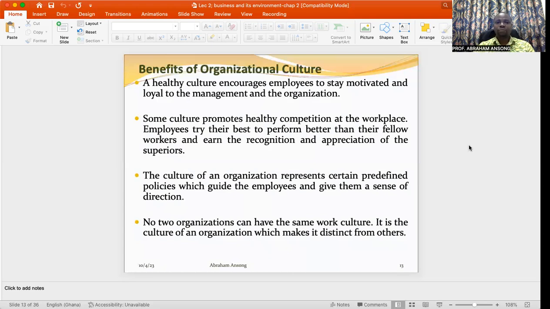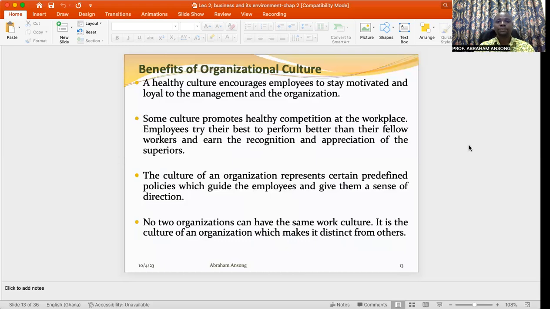So what are the benefits of organizational culture? First, a healthy culture encourages employees to stay motivated and loyal to the management and the organization. Note that the culture must be healthy in order to encourage the employees to stay motivated. If you create a culture, the social networks, where some employees feel that they don't belong within your organization, then they will just come and do the minimum. They feel that the organization belongs to some people, so they will basically do the basic minimum that they can do to take their monthly salary. But if you create a culture where everybody feels some organizational identification, they feel that they can identify with their organization, then they'll be motivated to work hard in order to help the organization to succeed.